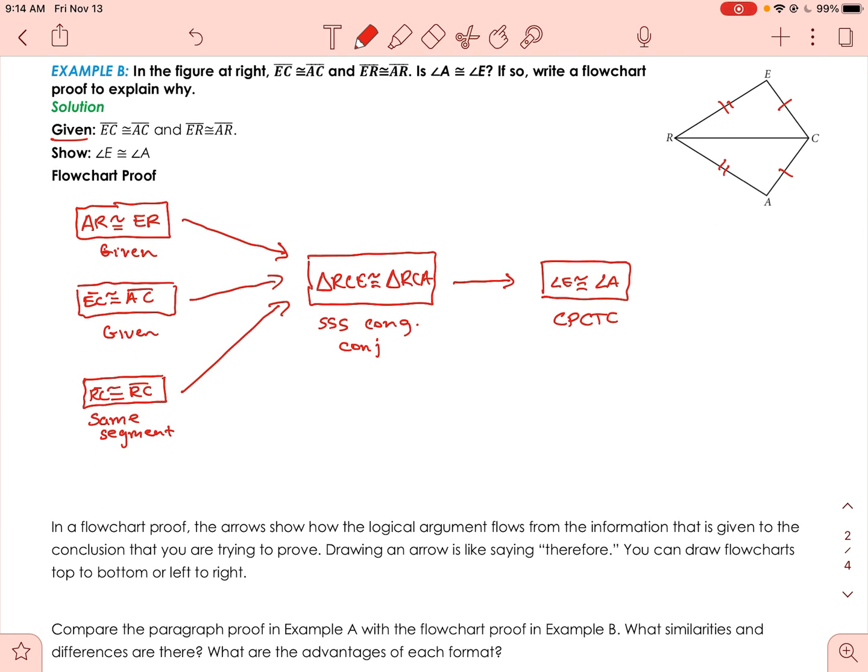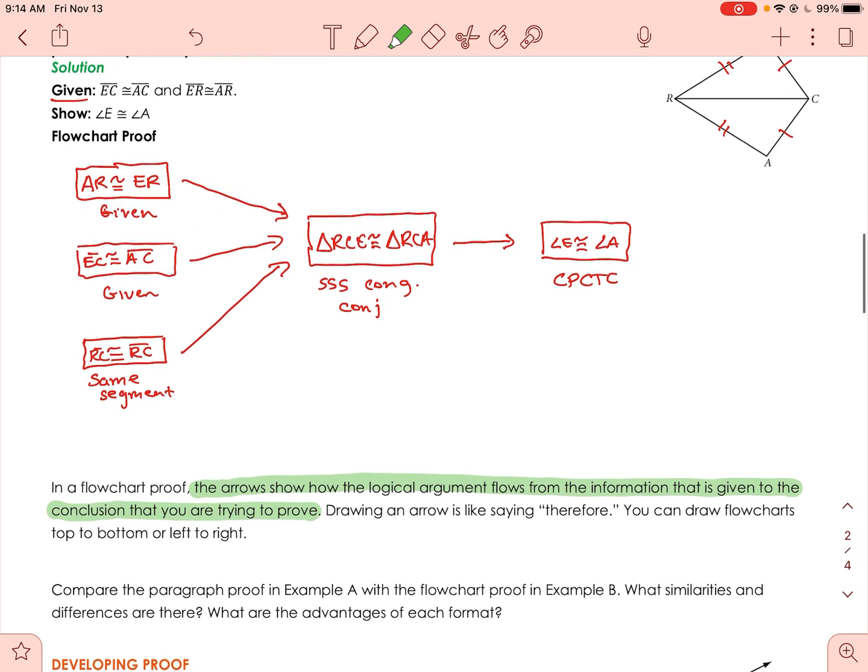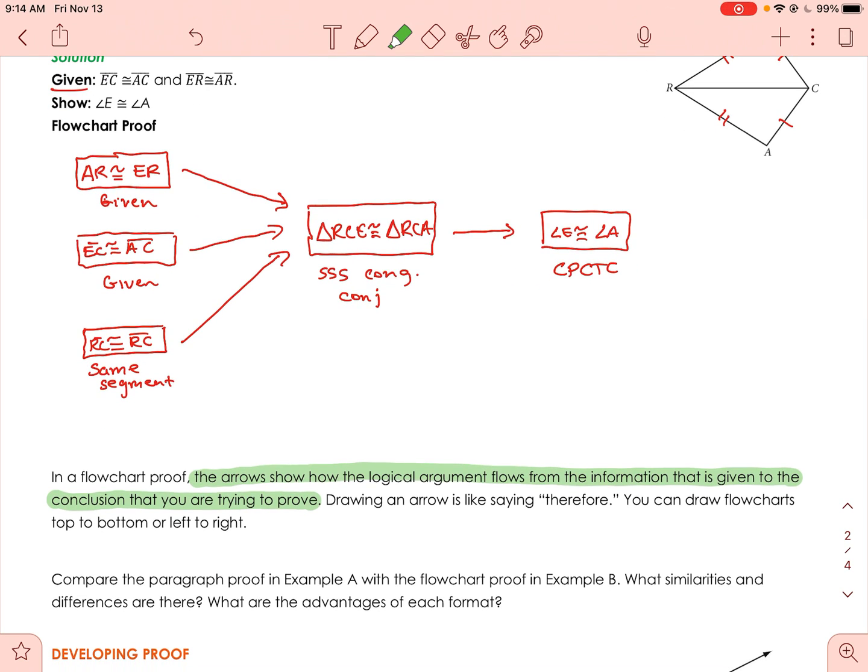So, in a flowchart proof, the arrows show how the logical argument flows from the information that is given to the conclusion that you're trying to prove. Drawing an arrow is like saying therefore. So you can draw flowcharts like this, where I drew it left to right, or you could draw it from top to bottom.